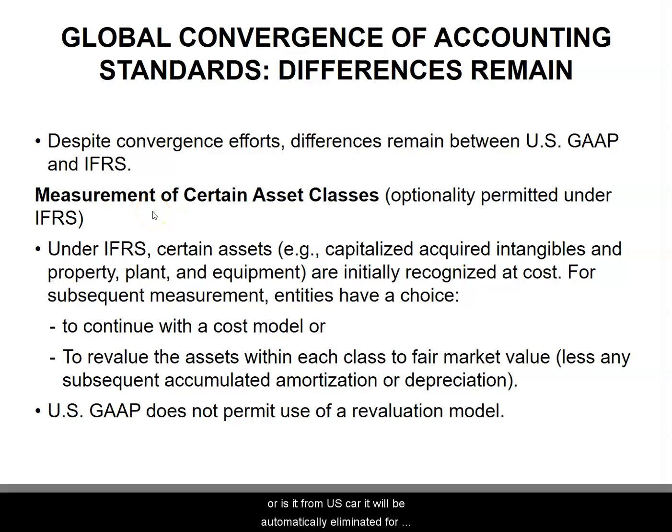Another difference between IFRS and US GAAP is the measurement of certain asset classes. The IFRS allows the measurement of certain asset classes such as capitalized acquired intangibles and property, plant and equipment initially at cost. Thereafter, reporting entities may choose an accounting policy by asset class to continue with the cost model or revalue the assets within each class to fair market value less any subsequent accumulated amortization or depreciation expenses. The use of revaluation models is not allowed under the US GAAP.